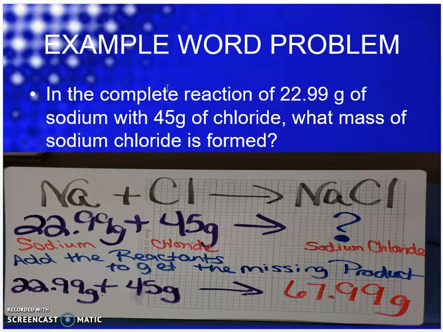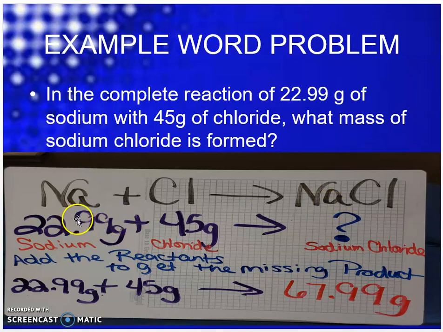Now let's look at an example word problem. It says, in the complete reaction of 22.99 grams of sodium with 45 grams of chlorine, what mass of sodium chloride is formed? So first I wrote this out in symbol form. I wrote my chemical equation out. Na is the symbol for sodium. There's a symbol for chlorine, and this is my sodium chloride.